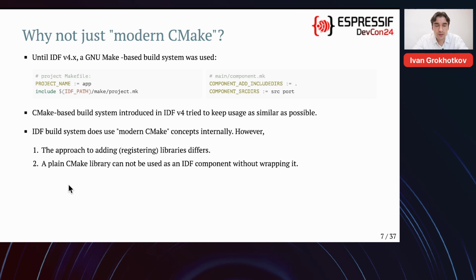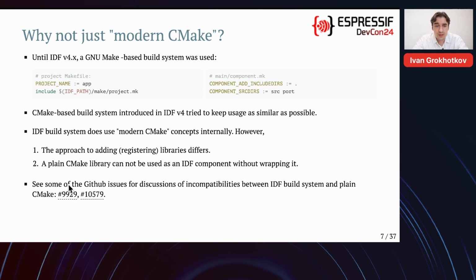Internally, the IDF build system does use modern CMake concepts, such as declaring libraries, declaring private and public properties of libraries, and using target link libraries as a glue between them. However, there are important differences with regards to how libraries are added to the build, and as a result, a plain CMake library typically cannot be used as an IDF component. We need to wrap that CMake library into an IDF component in order for it to be used.